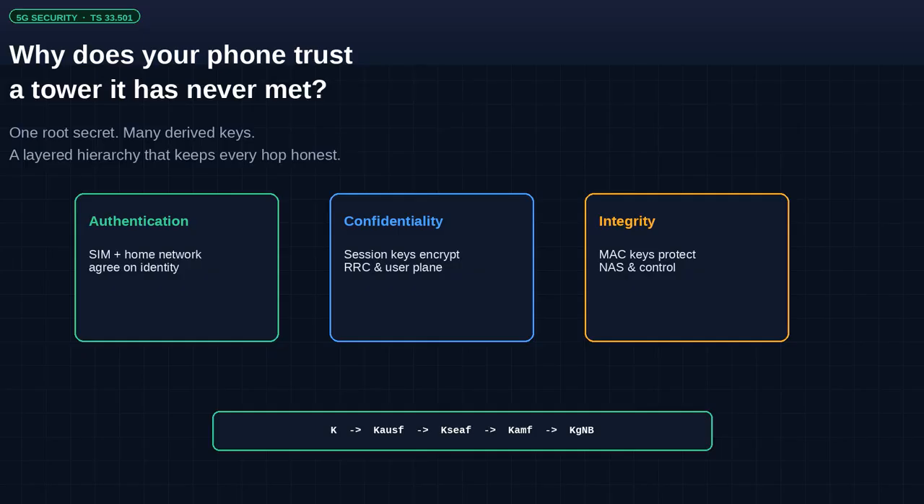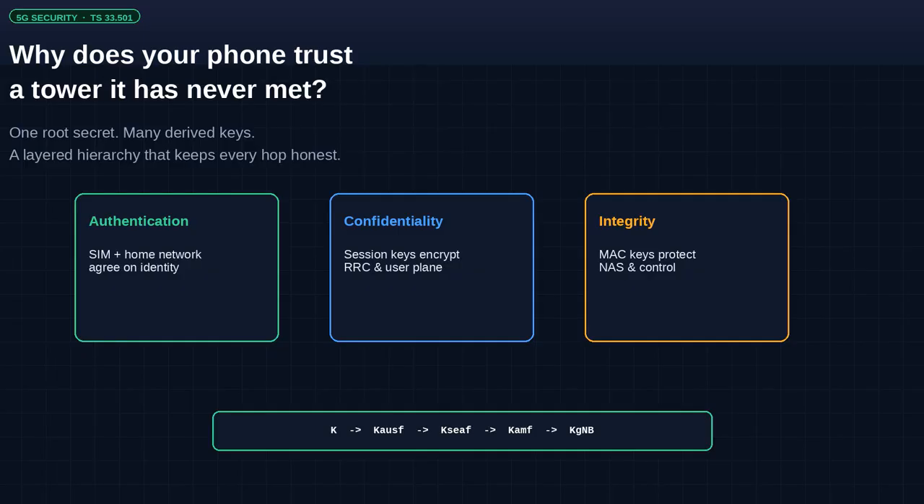Think of it like a building with locked floors. The master key never leaves the vault. Each floor gets its own key, cut from the one above, so a breach on the ground floor cannot open the penthouse. In 5G, that chain delivers three jobs at once: authentication, proving who you are; confidentiality, hiding the bits; and integrity, detecting tampering.